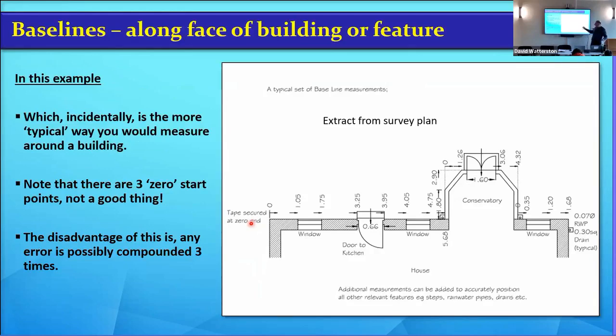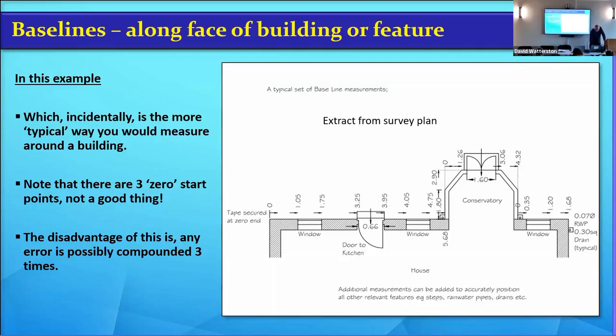You can go along the face of the building. So he started here with a 0. He's going along, measure the window, measure the door, measure the window, and then he's got the conservatory. Right, okay. So this is all right for getting the positions of the windows and the door and the face of the building, and the conservatory is fine.